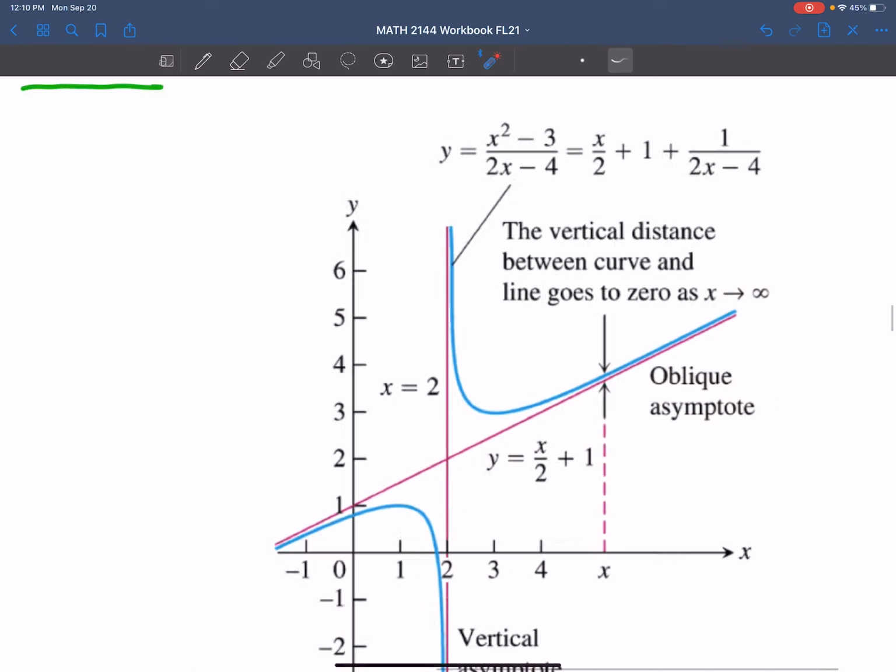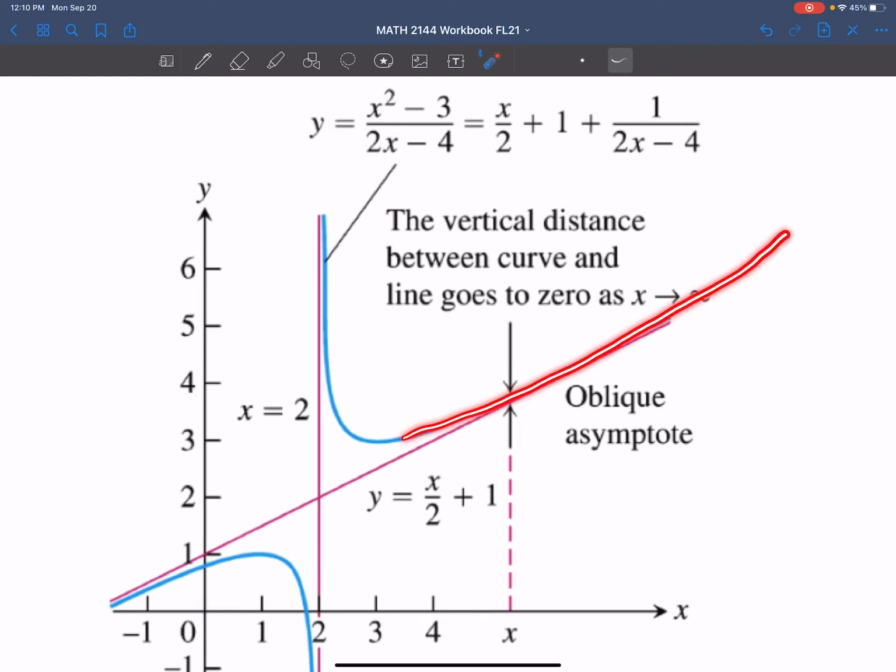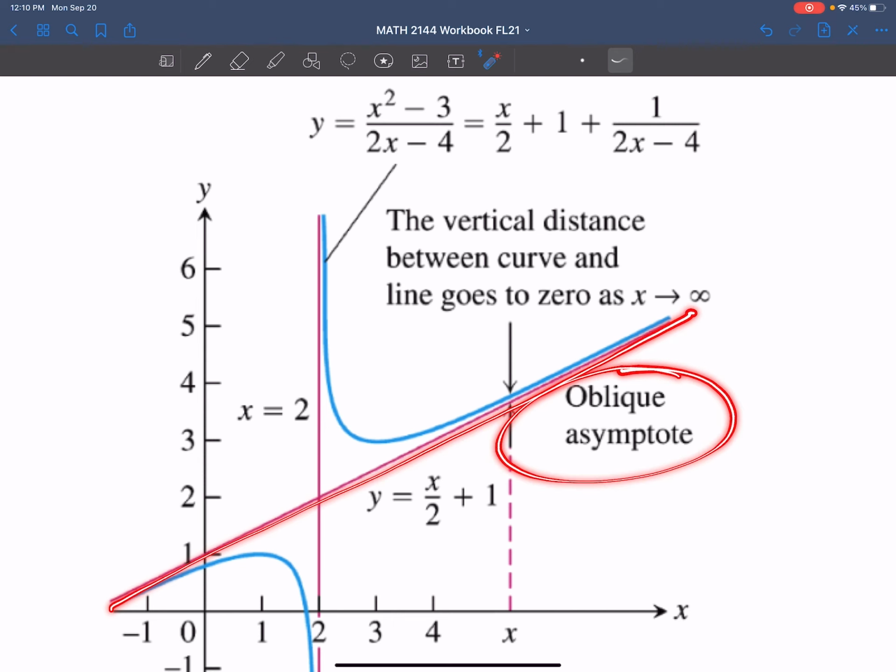So you can see graphically, this is continuing to grow, and this purple or pink line is an oblique asymptote. So again, when it was a number, you had a horizontal asymptote. When it's infinity, you have an oblique asymptote. And the vertical asymptotes will happen with one-sided limits. We'll see that later today.